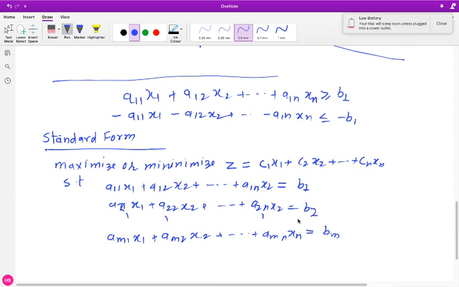So this is the standard form of LPP. Here there will not be any greater than or equal to constraint or less than or equal to constraint. All the constraints will have the equal sign. So if in the given LPP any constraint is greater than or equal to or less than or equal to, then we can easily convert that into an equality constraint. In the next lecture we'll see how we can convert a given LPP into the standard form.